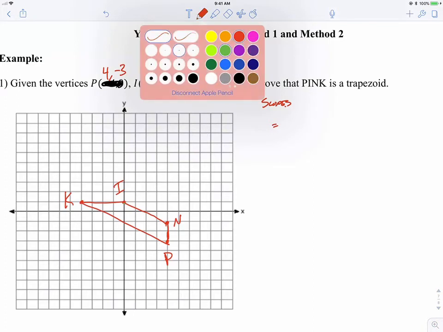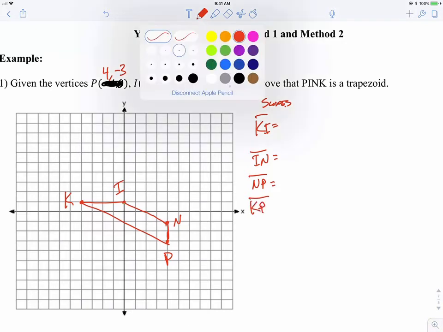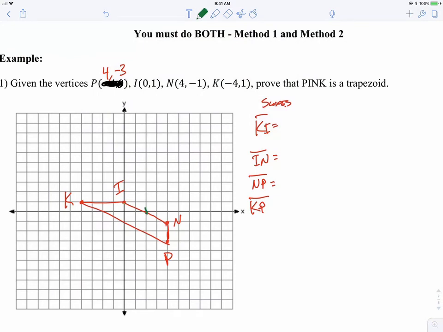I want to do the slope of, say, KI. I want to do the slope of IN. I want to do the slope of NP. I want to do the slope of KP. Which ones look like they're parallel just by looking at it? It seems like those are the parallel ones. So in the end, I want to show that IN is the same slope as KP and that the other ones are not parallel, so they're not the same slope.